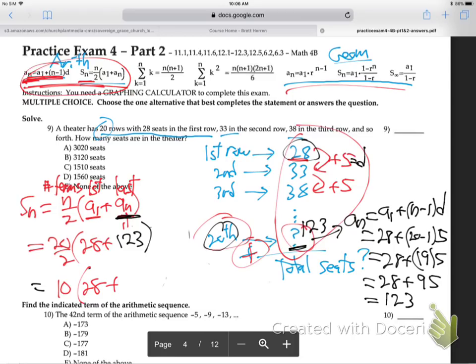So that makes sense what I did there? Oh, is that too quick? So I did the little A sub n over here. By the formula, A1, 28, plus n minus 1, 20 minus 1 times 5, worked out 123. So the last term is 123. Put that in right here. So then just finish up the problem. Add those up. What is that? 151 times 10. 1510 looks like. Yep, C. Good on that.